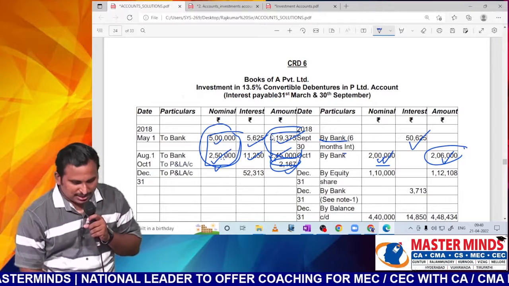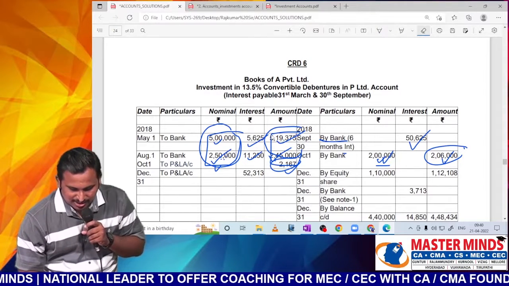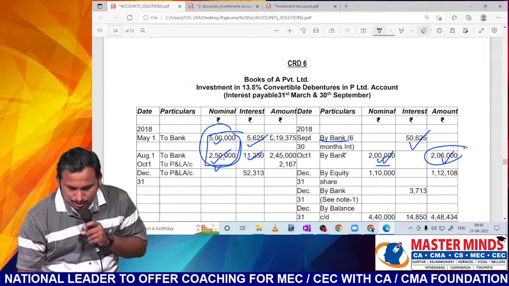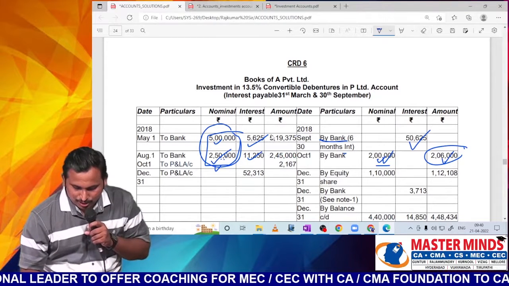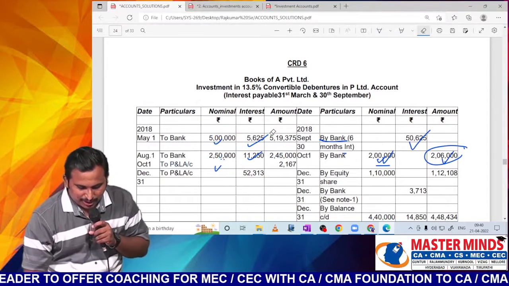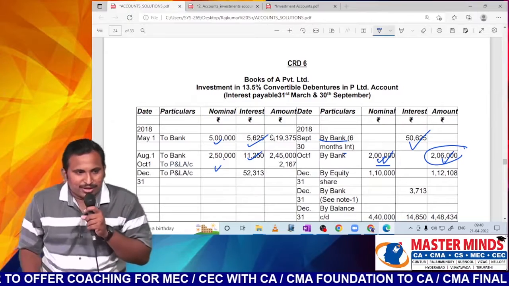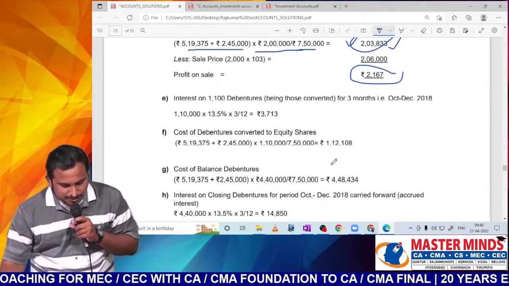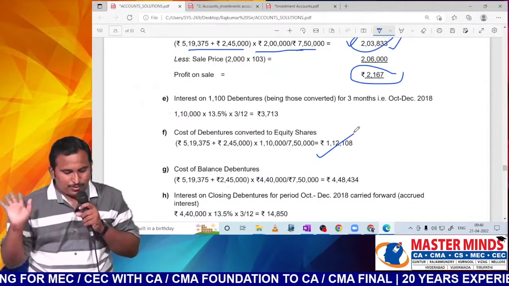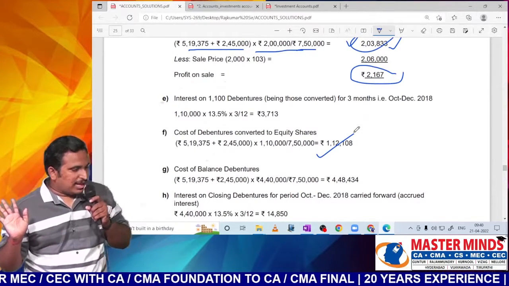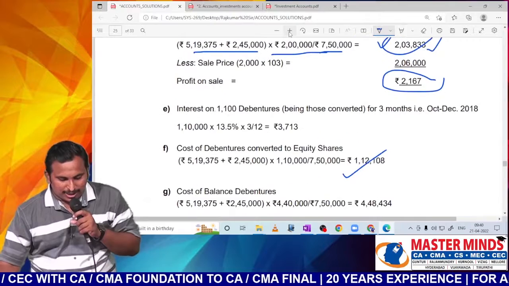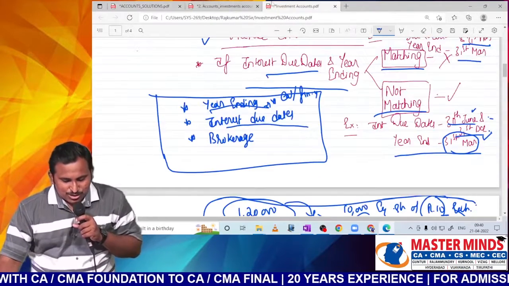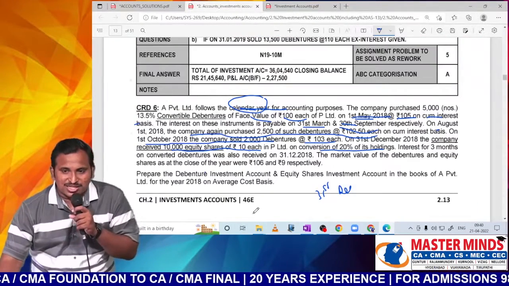So total, this is the cost for 7,500. Now you require the cost for 1,100, so divide by 7,500 into 1,100. The cost will be how much, sir? 1,12,108. Now how many equity shares are you receiving, sir? 10,000 shares of 10 each.